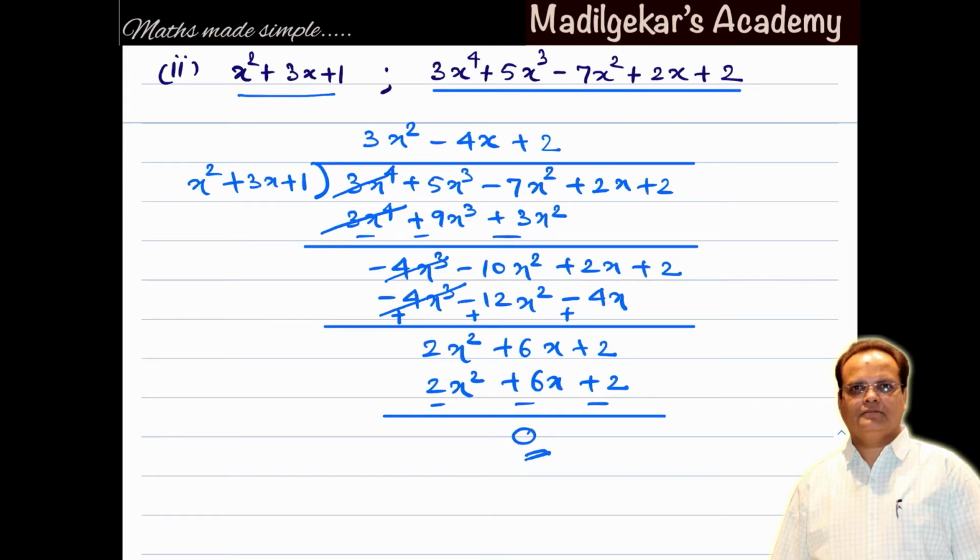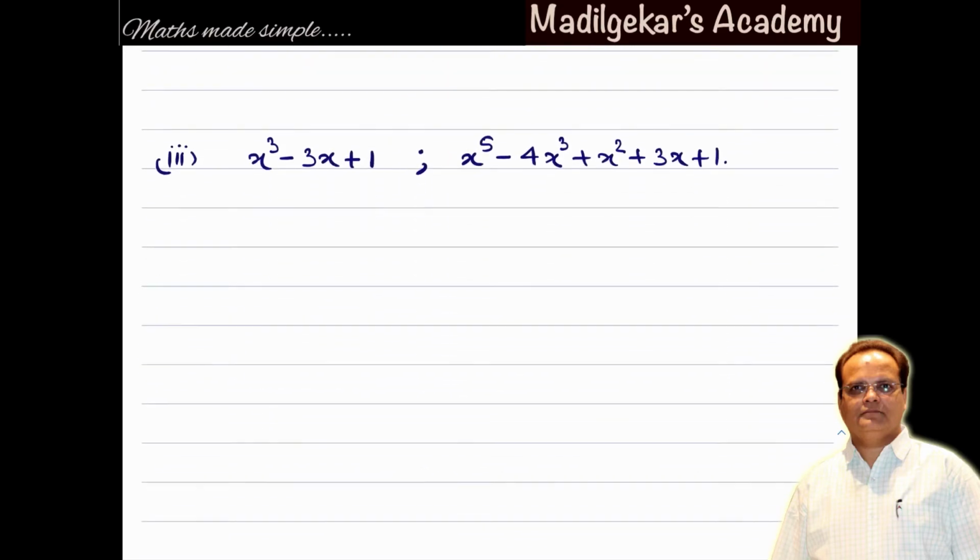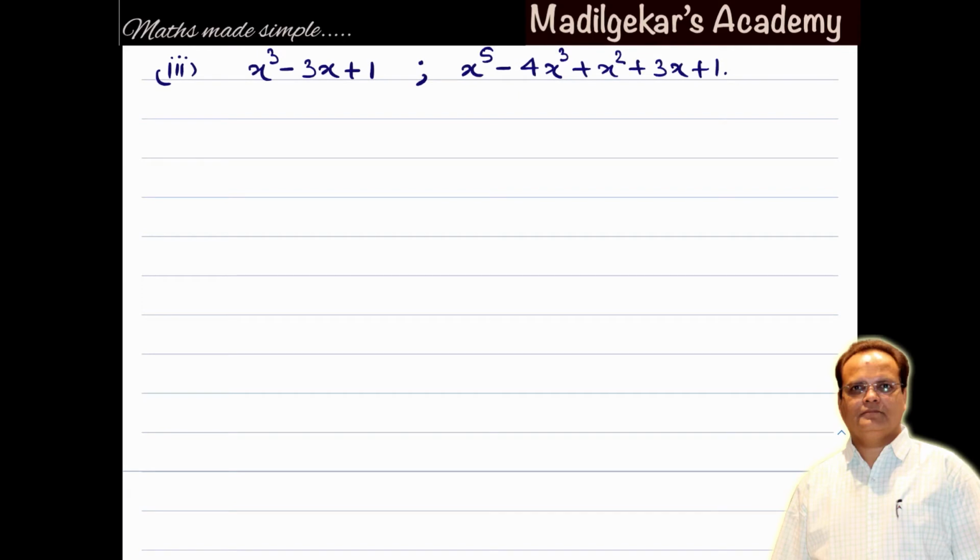So as remainder is 0, we can conclude that x square plus 3x plus 1 is a factor of the polynomial 3x raised to 4 plus 5x cube minus 7x square plus 2x plus 2. Now come to third bit, where divisor is cubic and dividend is a polynomial of degree 5. So let's check. x cube minus 3x plus 1.